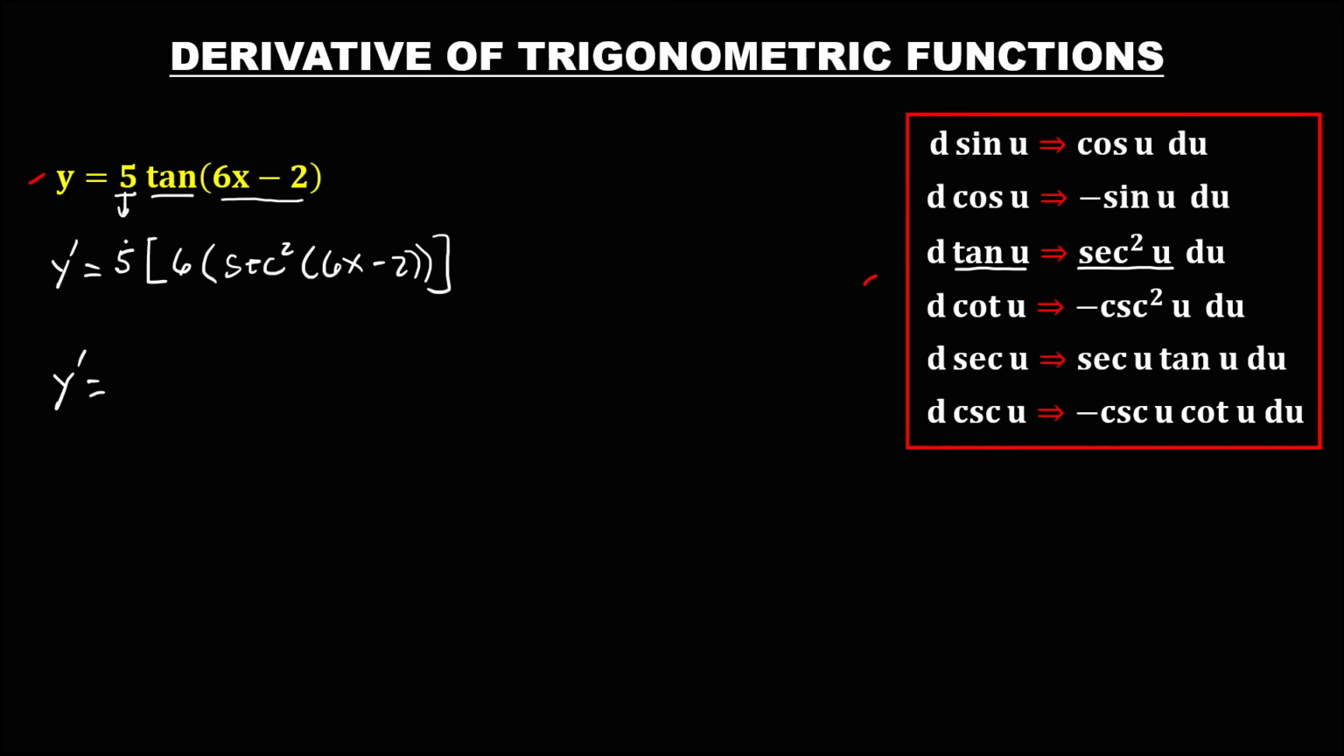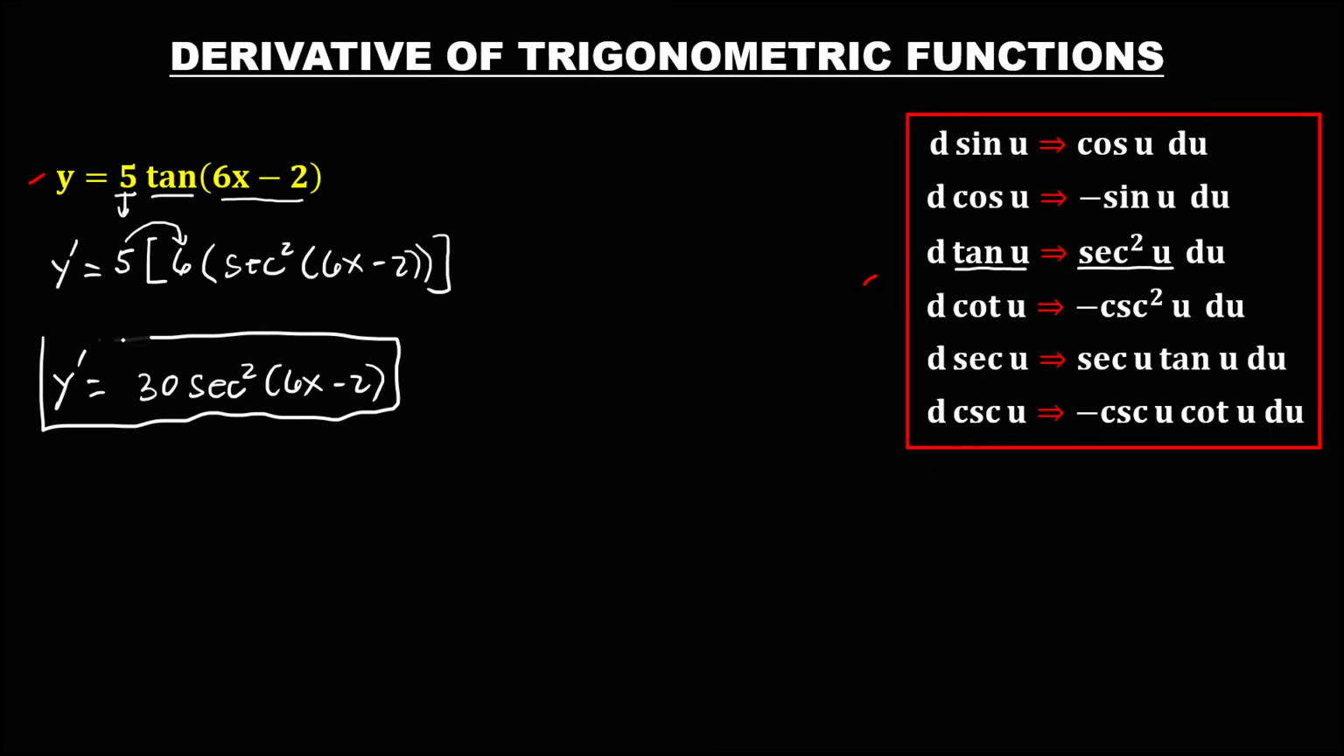So multiply this 5 and 6. So 5 times 6, this one is 30. Then secant squared, 6x minus 2. So this is now the derivative.